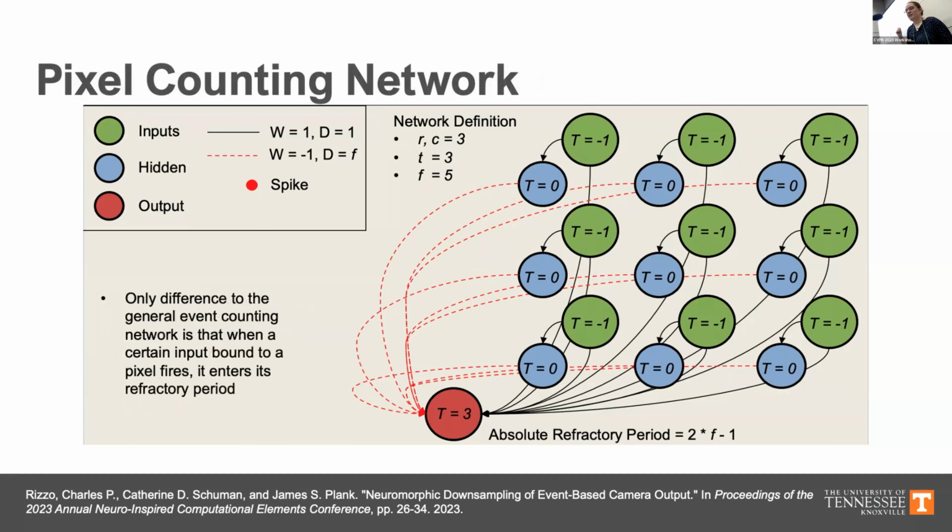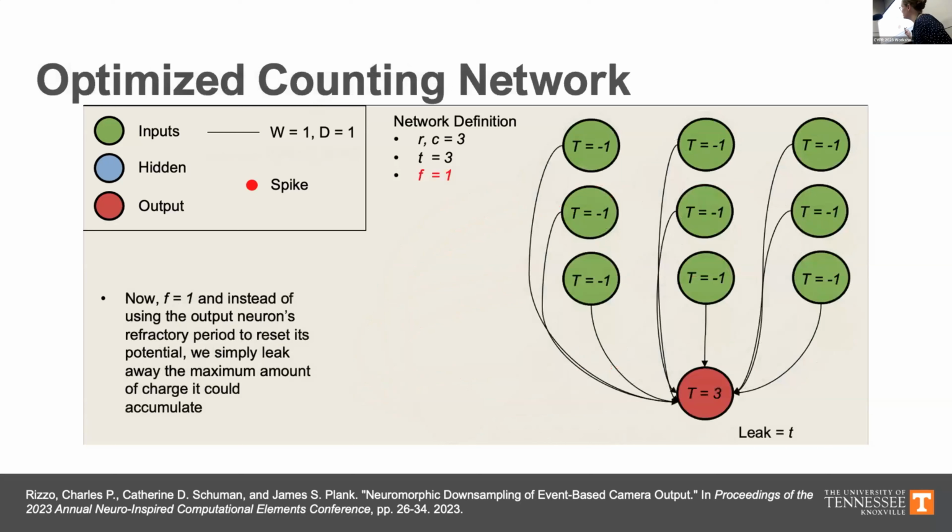Very similar to the counting network is our pixel counting network, where it's just going to look to see how many of the individual pixels are actually firing, not how many events are happening. The only thing that's different here is that input neurons, once they fire, enter a refractory period during which they can't receive anything else. So it's just counting how many of the individual pixels actually fire. There's also a version of our network that's optimized for fewer neurons. In this case, we're leaking out the charge on the output neuron so that we don't have to have those inhibitory connections that are going in to reset the potential to 0.